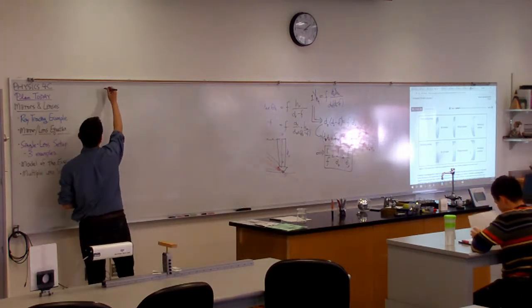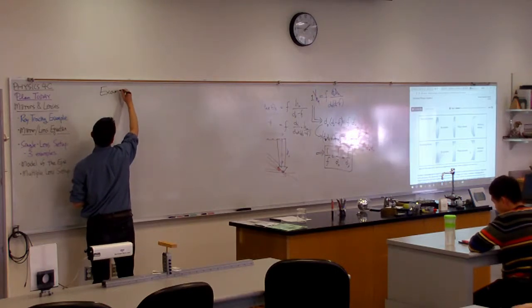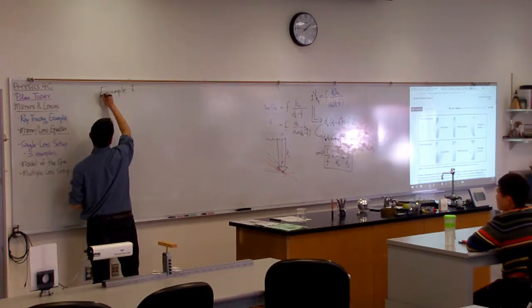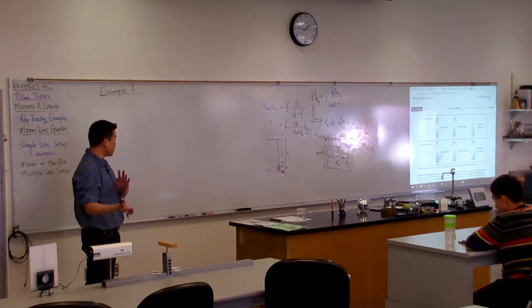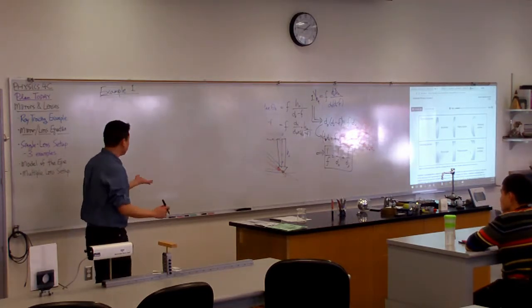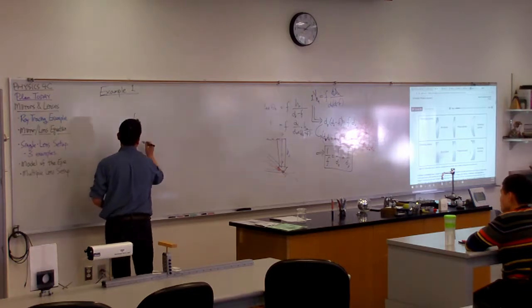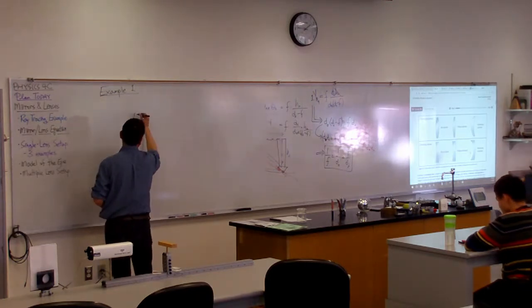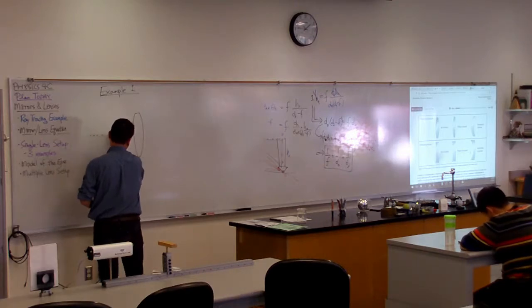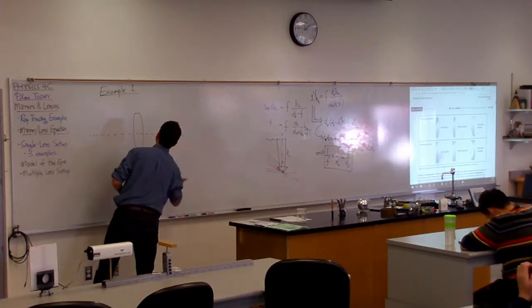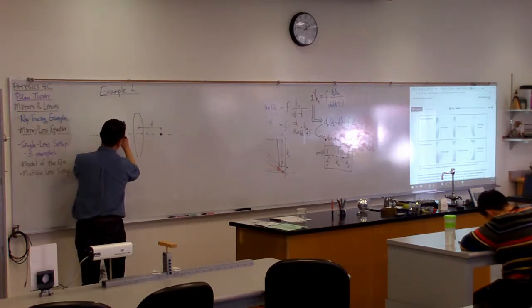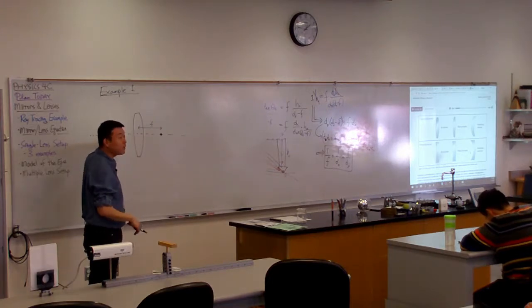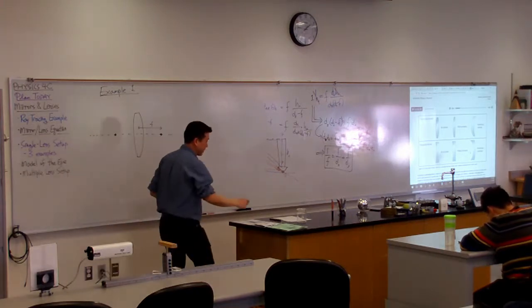So example one would be what we just did. This is the one that I like to think of as the standard case. This is where all the numbers are positive. Everything is positive. So this is example one. So I have a converging lens. That's an important part. So focal length F. And let me just draw a focal point on both sides. I kind of need this one so that I can place the object correctly.